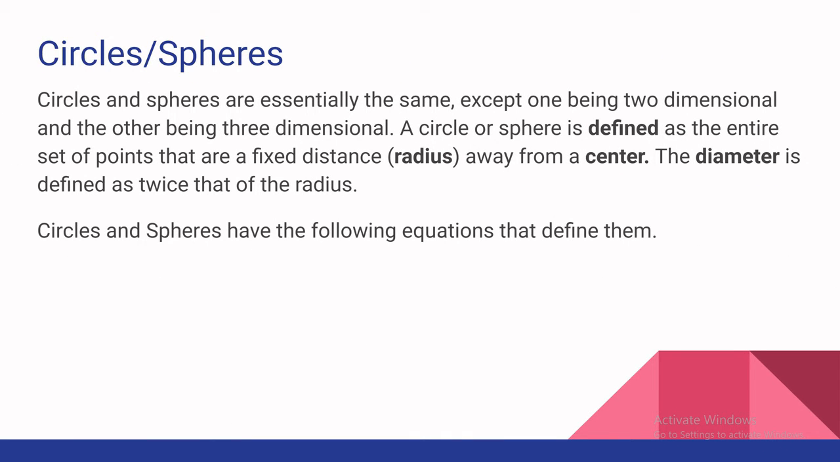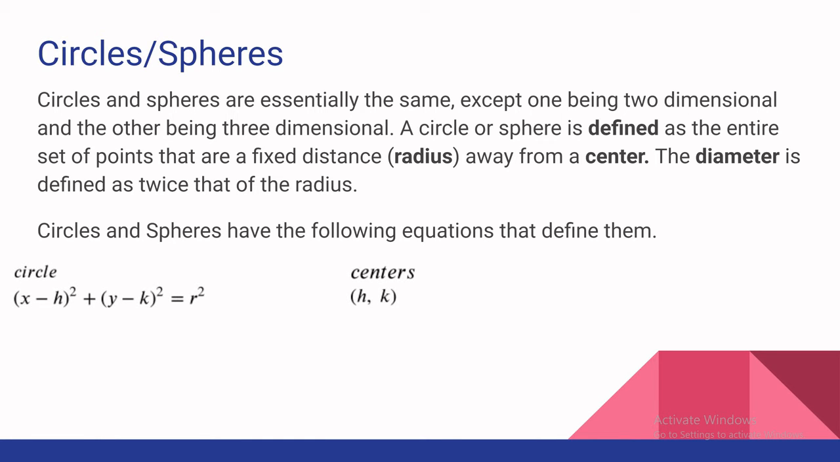Circles and spheres are essentially the same, except one being 2-dimensional and the other being 3-dimensional. A circle or sphere is defined as the entire set of points that are a fixed distance, the radius, away from a center. The diameter is defined as twice that of the radius.